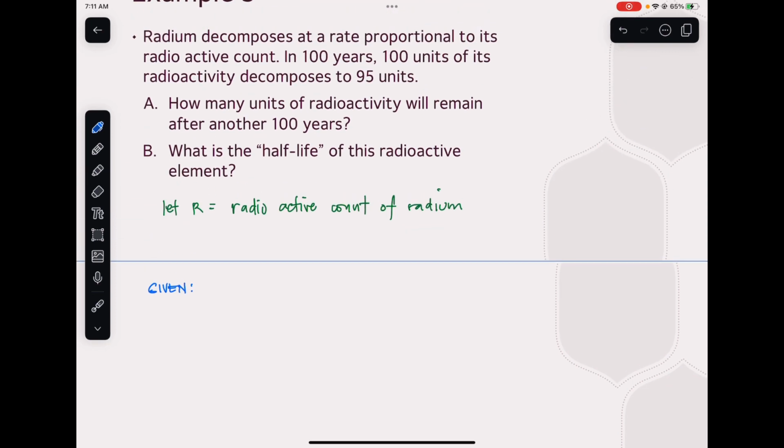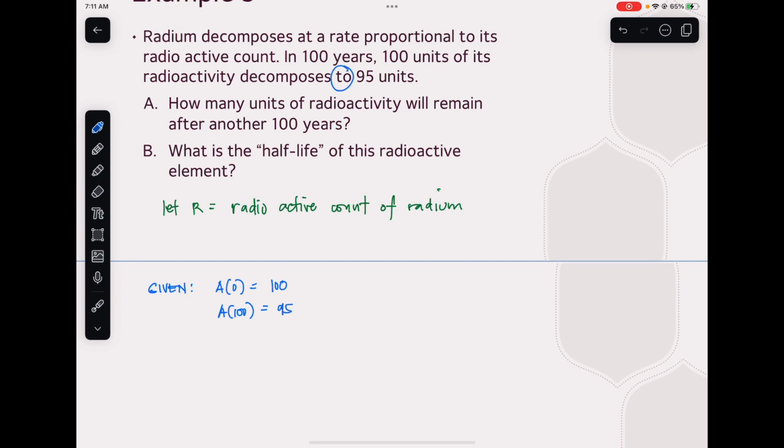So in 100 years, 100 units of its radioactivity decomposes to 95 units. That means after 100 years, the 100 units initially decomposes to 95 units. So initially, when time is equal to 0, there are 100 units for the radioactive count of radium. And then after 100 years, it decomposes to 95 units.